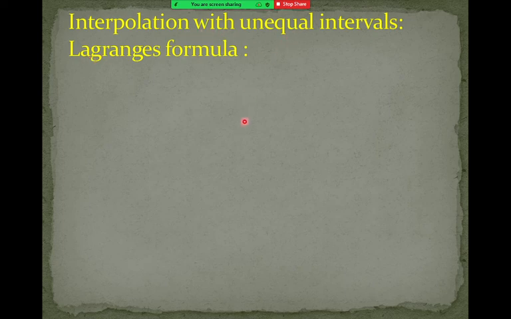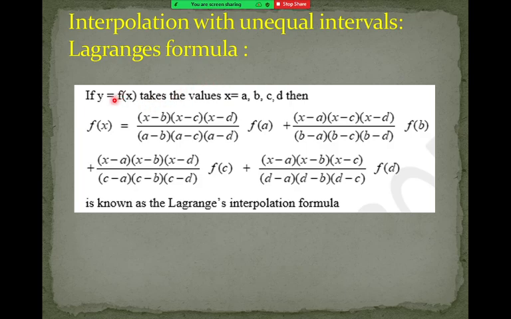Let me show you the formula and then we will discuss it. Suppose we are given y equals f(x) at x equals a, b, c and d. Now remember, b minus a, c minus b, or d minus c is not constant; they are not the same. For example, if b minus a is 10, c minus b can be 2. So the difference between two successive values of x is not constant, and obviously we should go for Lagrange's formula, which is given like this.